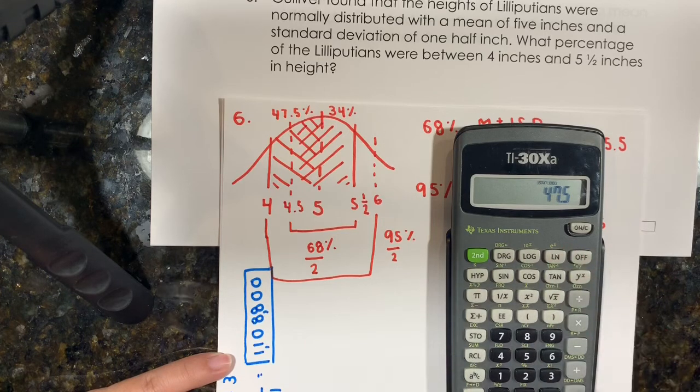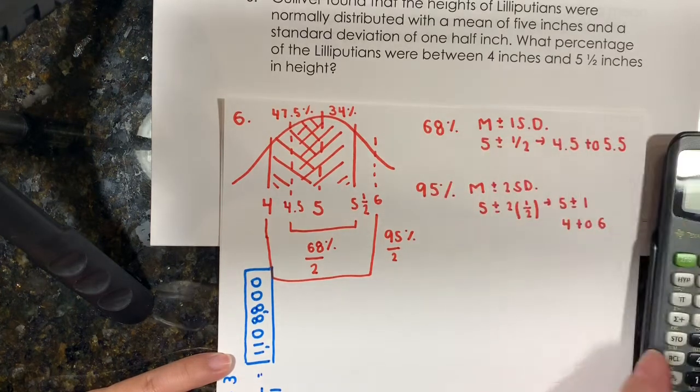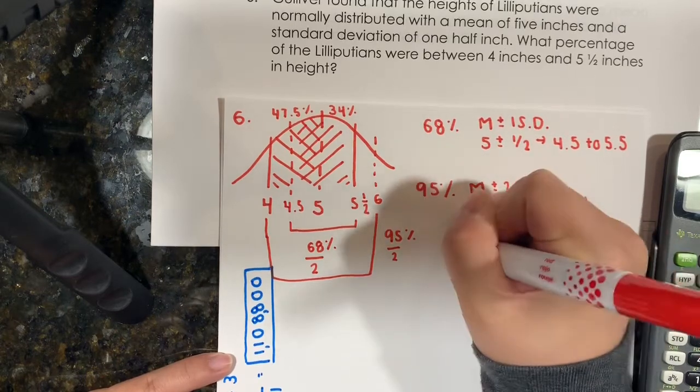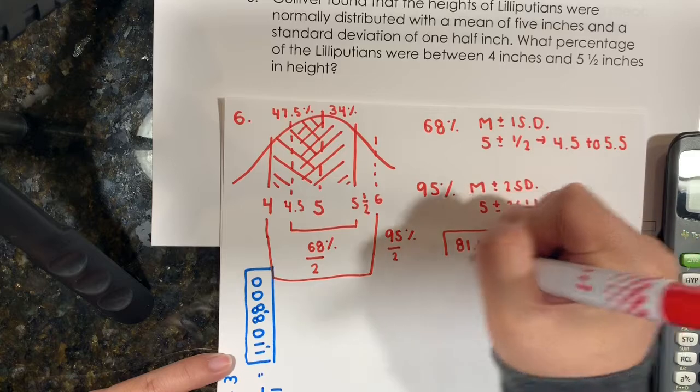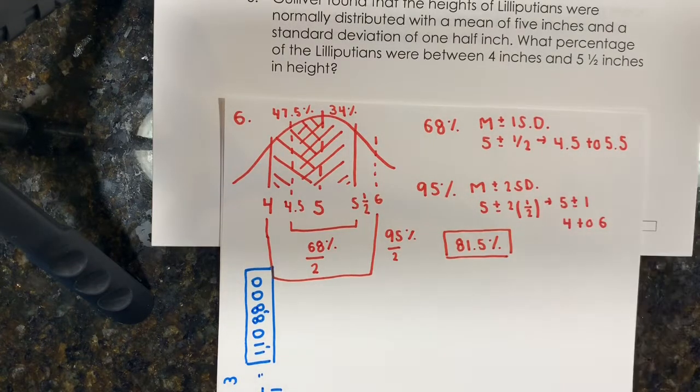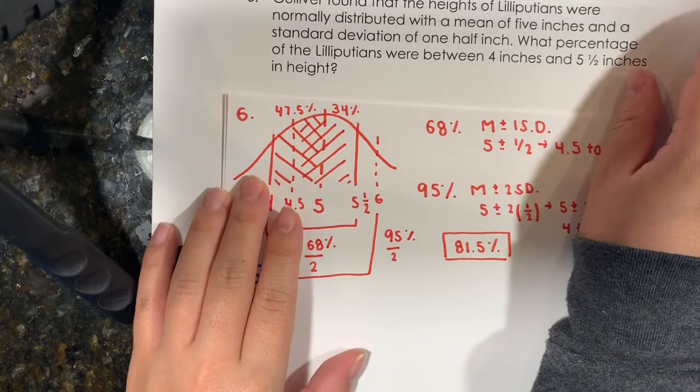Yeah, and we're going to just add that to our 34%, and our total percent would be 81.5%. So this one you have to use your 3 percentages that you should have memorized. So 68, 95, and then the last one would have been 99.